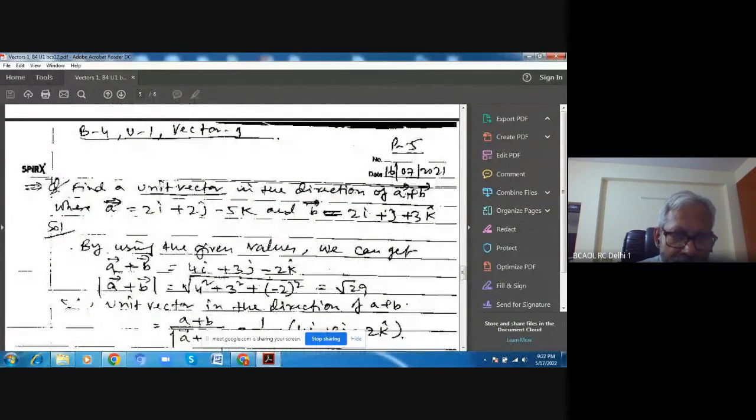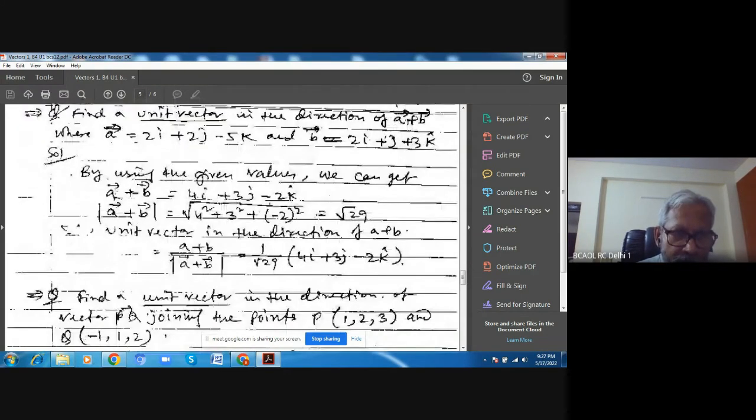Now another thing is the unit vector. How to find it out? Find the unit vector in the direction of a plus b vectors. So the direction is given, and you have to identify the unit vector. Vectors a and b are given, and the direction is also given. First you add them, as usual, simply. 2i plus 2i is 4i, just add it. Then you take the magnitude, squaring it up, x square plus y square plus z square. So finally you are getting root over 20.